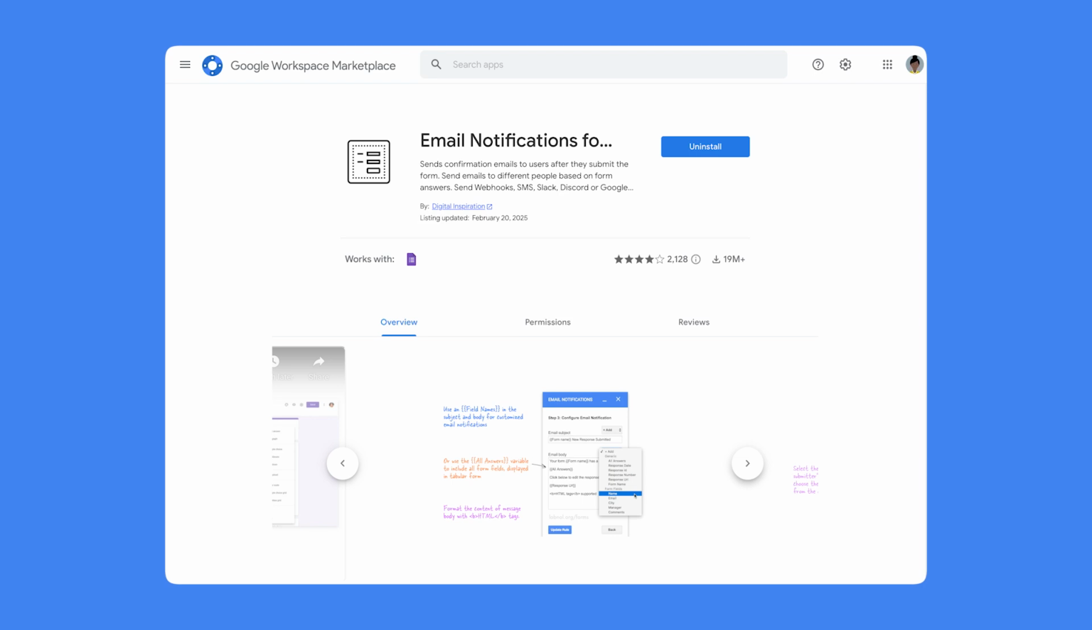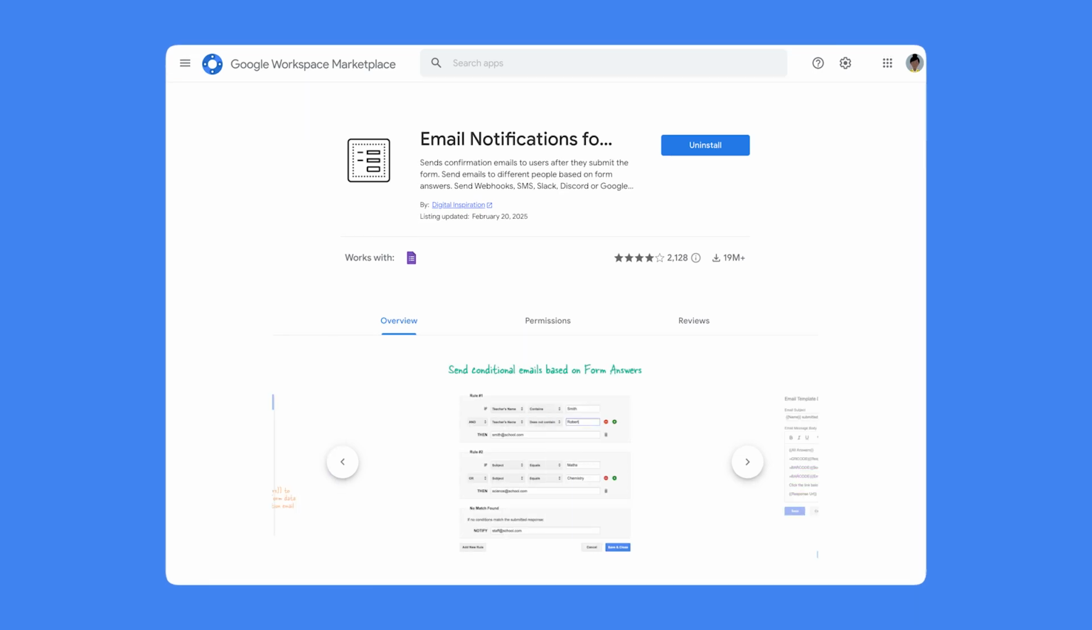One of the add-ons I did have a look at is the email notifications for Google Forms. It has more than 19 million installs. You mentioned before that with all of your add-ons, you're trying to solve a real world problem. Now, with this specific add-on, how did you get the idea? What is the problem you're trying to solve, or who gave you the idea for this?